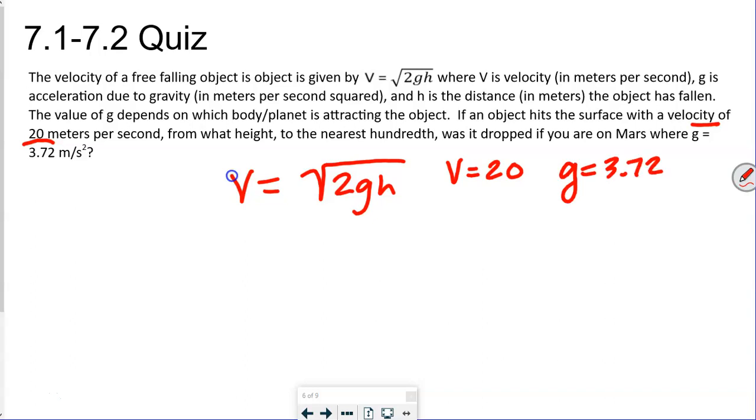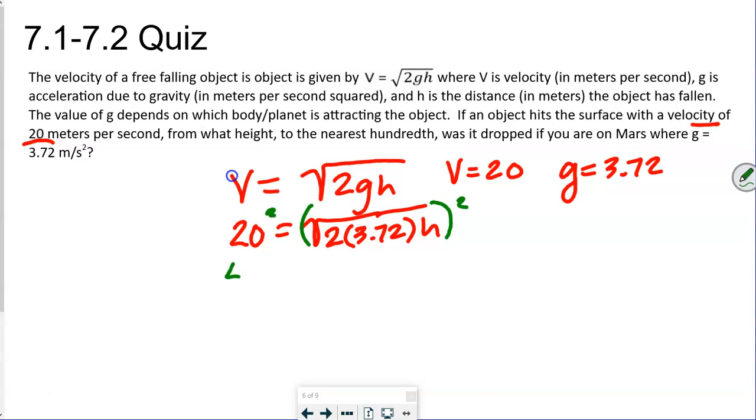Okay, so we're just going to plug those values in. So 20 is equal to the square root of 2 times 3.72 and then times our h, right? So what we have to do is we have to square both sides to get rid of that square root. So that's going to be our first step, is we're going to square both sides. We do that, we're going to get 400, and that's going to be equal to 2 times 3.72 times h. Now you could have done that first. So then we're going to multiply that 2 times 3.72.